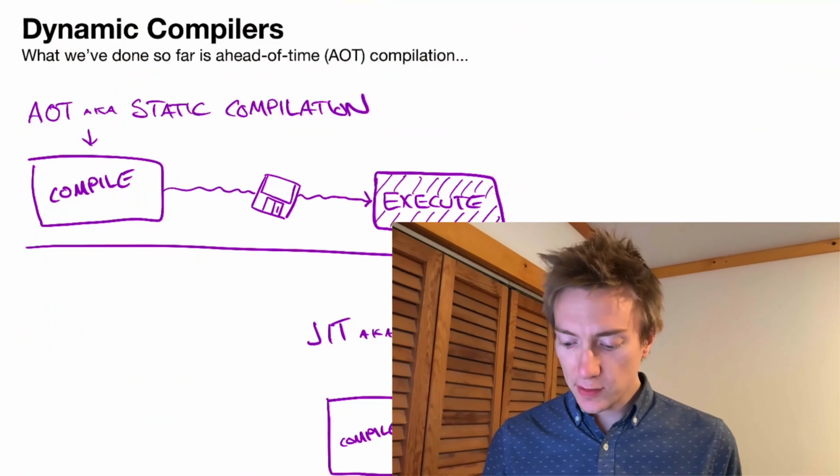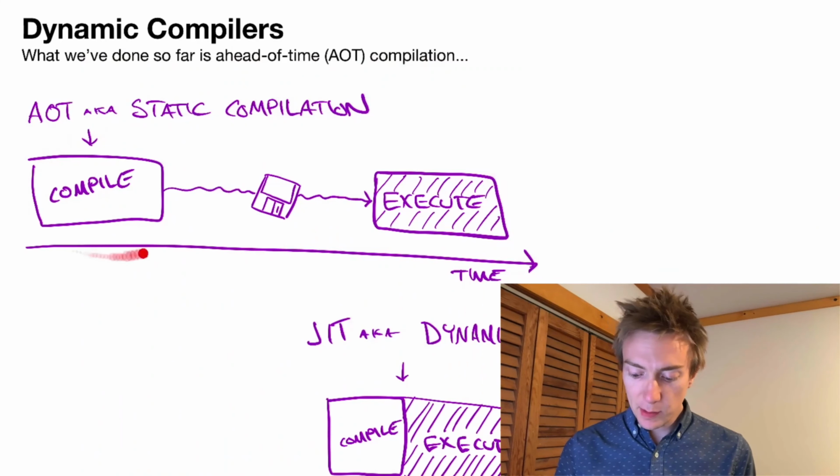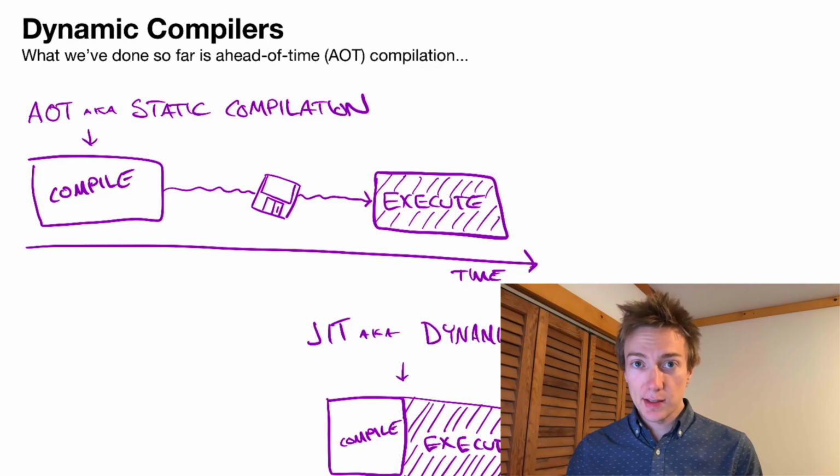In AOT compilation, or static compilation, things are fairly separated in time. That is, the phase that we think of as compilation is a pretty different phase in the overall life cycle of a program from the phase we think of as execution. I have this little diagram on the screen showing the flow of time from left to right. The phase where we do the compiler stuff is separated in time and separated in context from the phase where we actually execute the program.